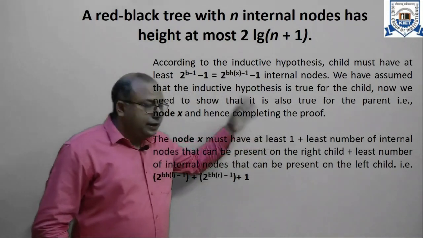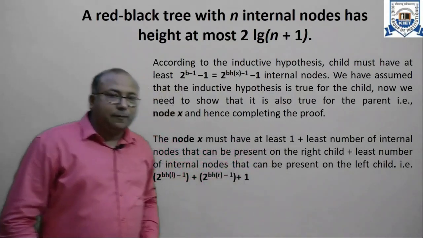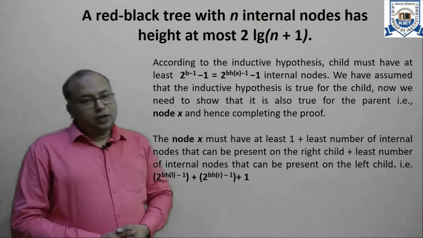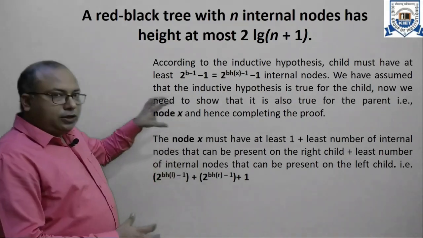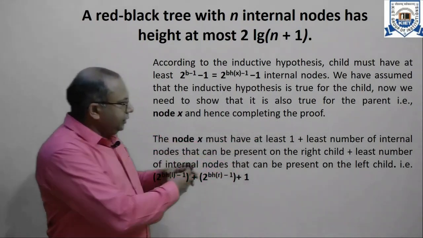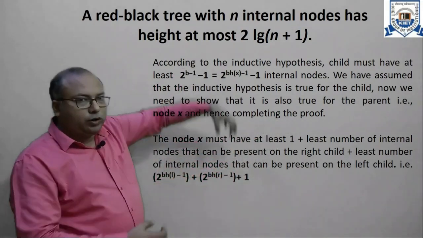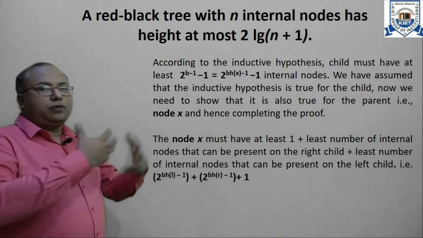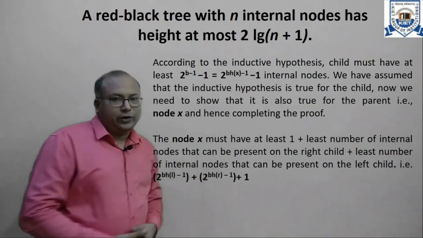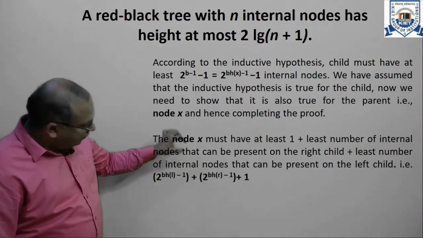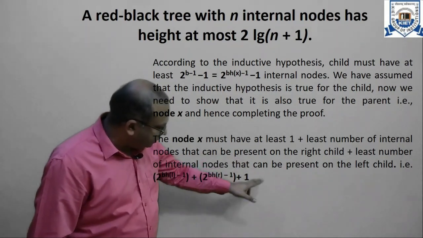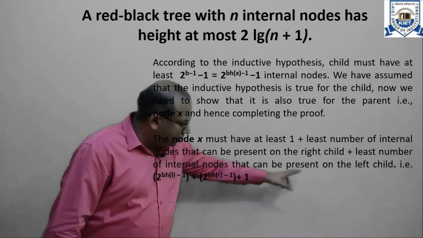We are also considering the black height of the right subtree, it may also be reduced by 1. So what we are doing, we are taking the number of internal nodes from the left subtree plus the number of internal nodes from the right subtree, we are adding them together and then we are adding the root node itself. Then we are saying the total number of internal nodes in the system will always be greater than or equal to that equation. So the equation is 2 to the power bhx minus 1, minus 1, plus 2 to the power bhx minus 1, minus 1, plus 1.